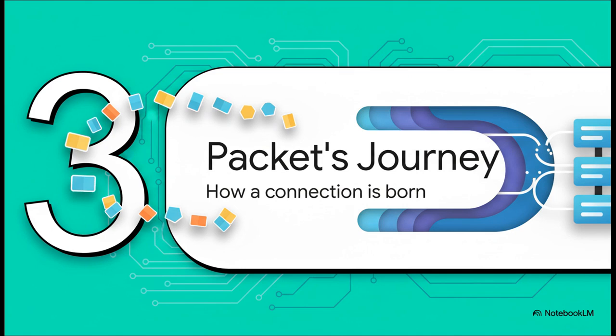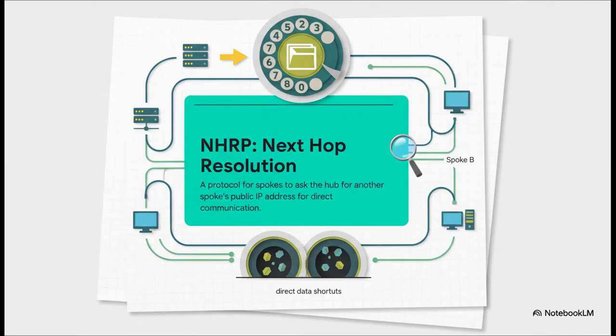Okay, now for the main event. Let's see how this direct connection actually gets built. We're going to follow a single packet on its journey and watch this process unfold step by step. But before we can do that, we need to properly meet our hero protocol, NHRP, the Next Hop Resolution Protocol.